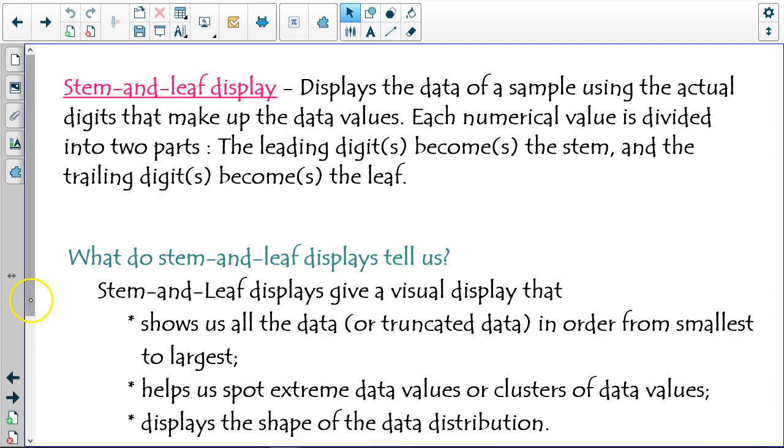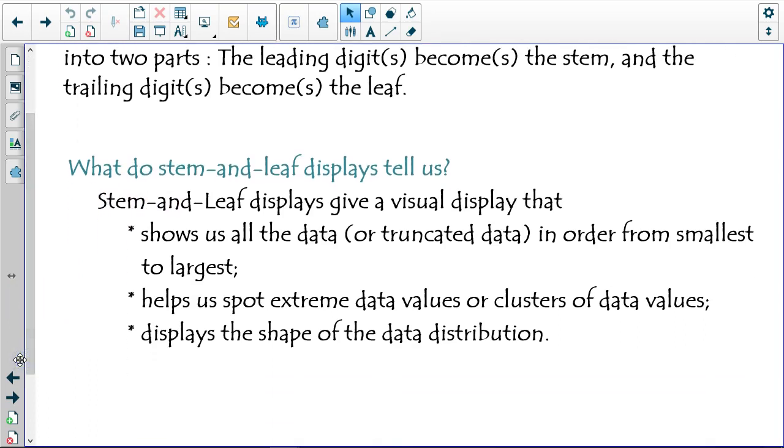So what do stem and leaf displays tell us? A stem and leaf display gives a visual display that shows all the data or truncated data in order from smallest to largest. It helps us spot extreme data values or clusters of data values, and it displays the shape of the data distribution. You know, is it clustered in the center and then more sparse at the extremes, like lower and higher values? Or is it gathered on one end or the other?